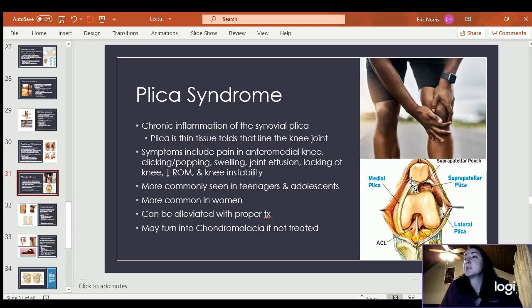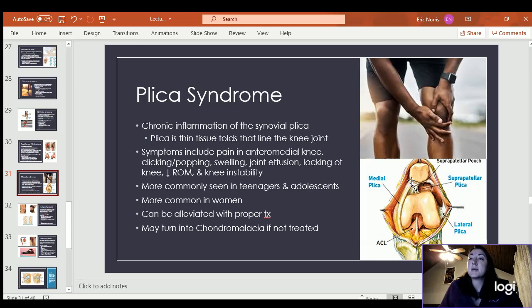There may be some clicking and popping, swelling. Joint effusion is just swelling inside the joint itself. The knee may feel like it's getting locked and hard to unlock, and then they have range of motion deficits and knee instability. It's most common in teenagers and adolescents, more common in women than men.